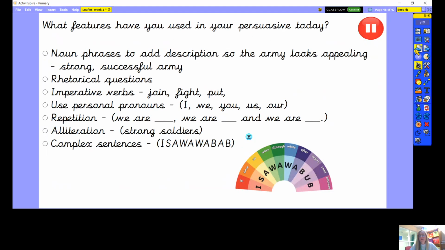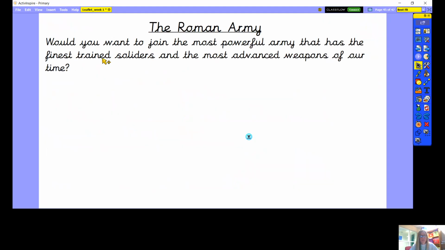So here I've started with a rhetorical question. I've written that out for you already. My rhetorical question is, would you want to join the most powerful army that has the finest trained soldiers and the most advanced weapons of our time? So I've already got some noun phrases in there: finest trained soldiers, most advanced weapons.